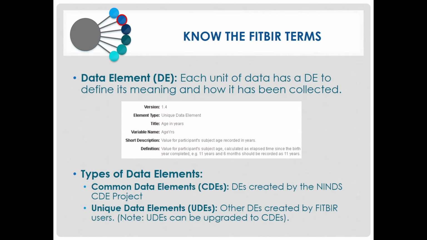Know your FITBIR data dictionary terms. Each unit of data has a data element to define its meaning and associated attributes. There are two types of data elements: common data elements, or CDEs. These are data elements created by the NINDS CDE project. And unique data elements, or UDEs. These are other data elements created by FITBIR users. Note, UDEs can be upgraded to CDEs.